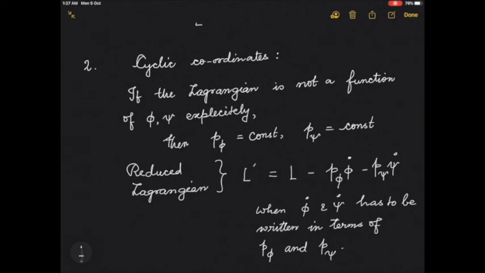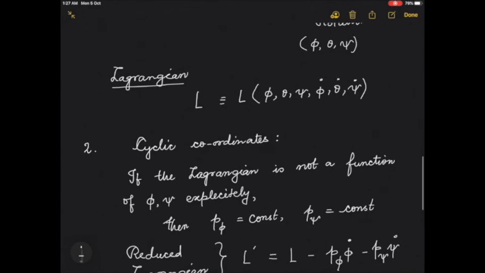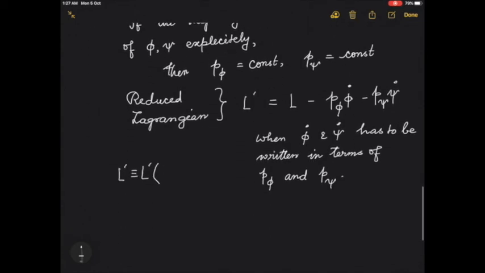Right, so that will be our reduced Lagrangian. What will it be a function of? Remember now, L prime cannot be a function of phi and psi, and phi dot and psi dot is replaced in terms of p phi and p psi, so it cannot be a function of those also. So this is a function of theta and theta dot only.